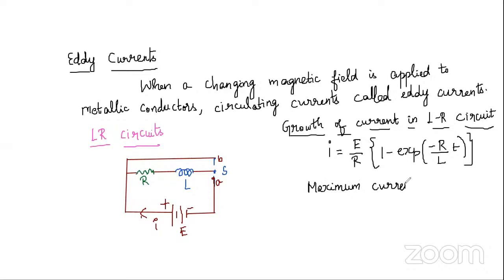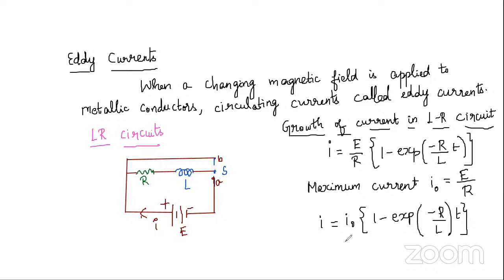The maximum current is represented by I naught, and I naught equals E by R. So this expression can be modified like this: I equals I naught within the bracket 1 minus exponential minus R by L into t. This is the expression for the current flowing through the circuit.